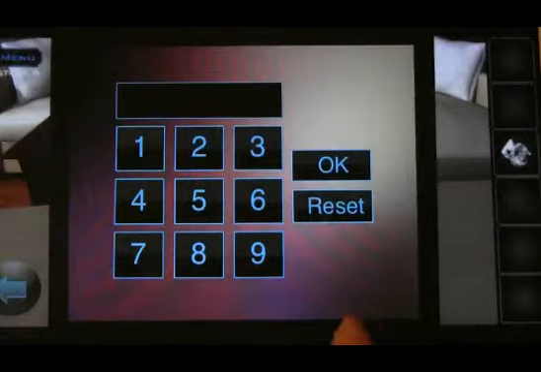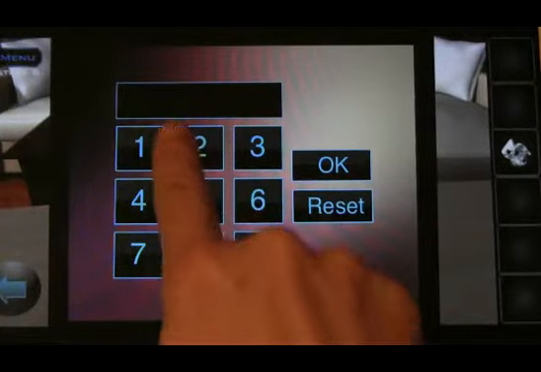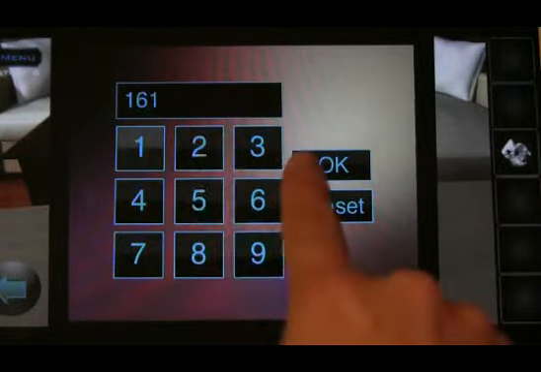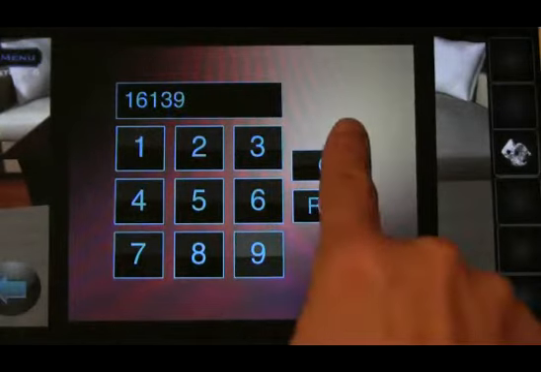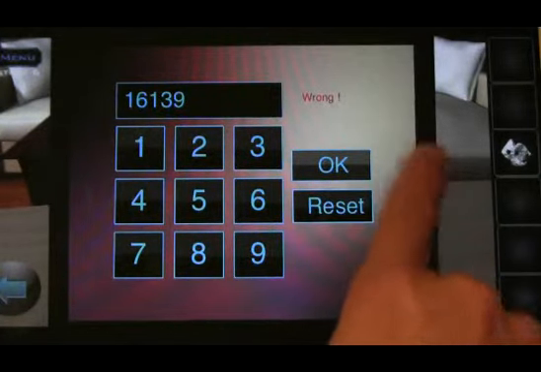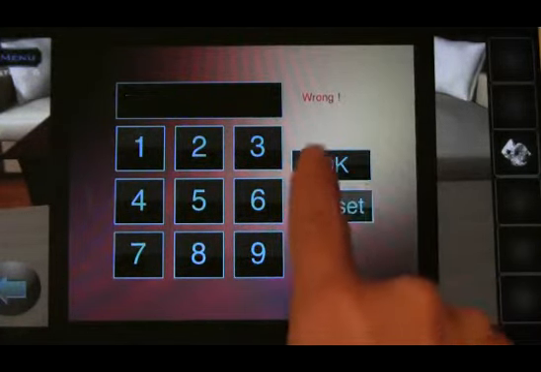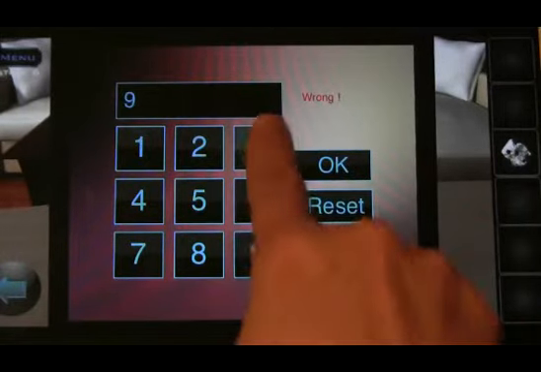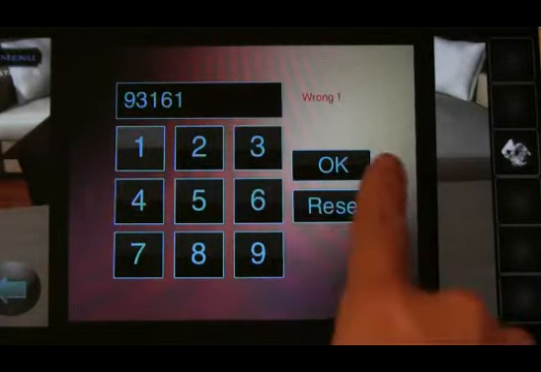Let's go back to the laptop. And we'll put this in. Alright, if we try the number straight across, we get 16139. That's wrong. Let's try it backwards. 93161. And that's wrong too. Let's go back and look at this.